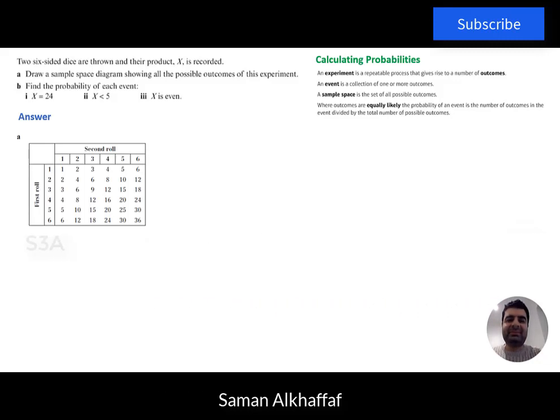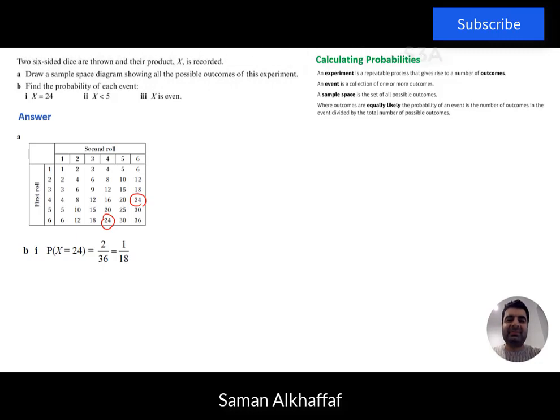So now for part B, we need to find the probability of each event. So for instance, X being equivalent to 24. So in this scenario, when probability of X equal to 24, we can see that we have 36 outcomes, and we can see that there is 24 in 2 scenarios here and here. So we have 2 possibilities out of 36. So that will give us 2 divided by 36. That will give us 1 over 18.